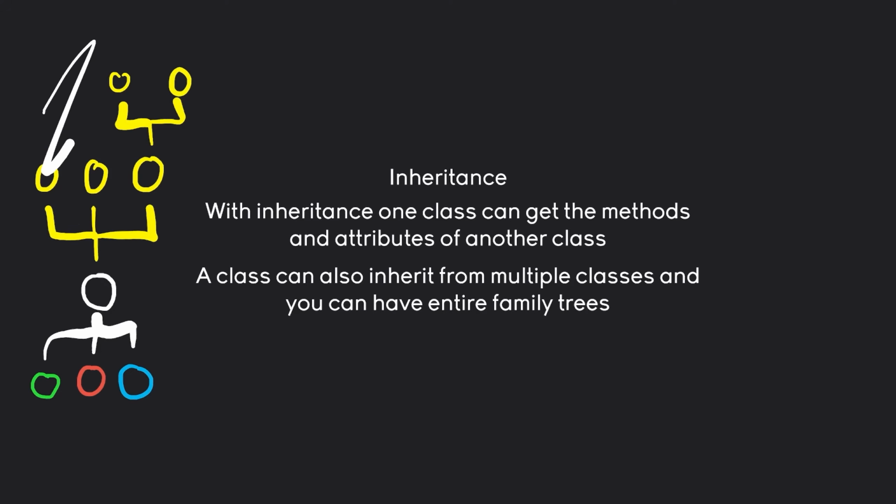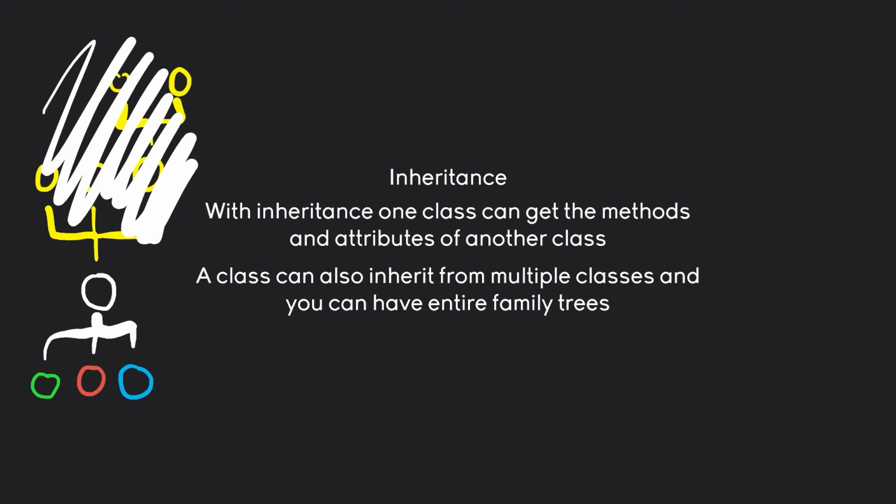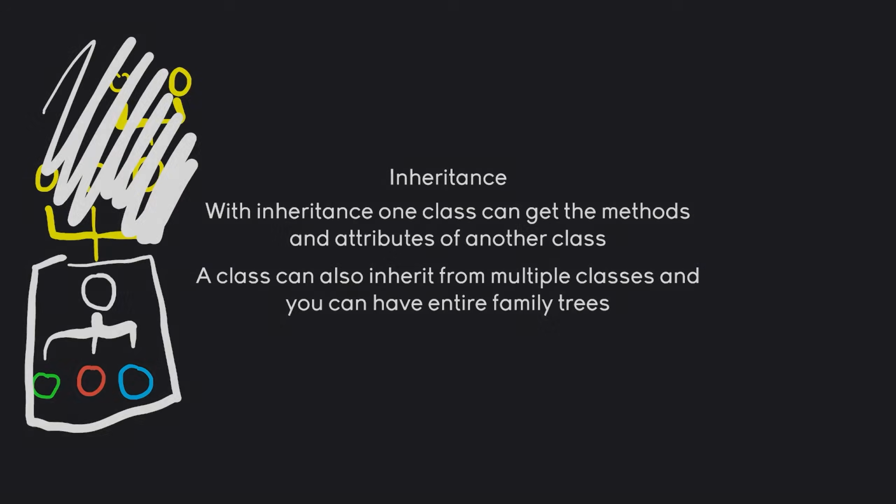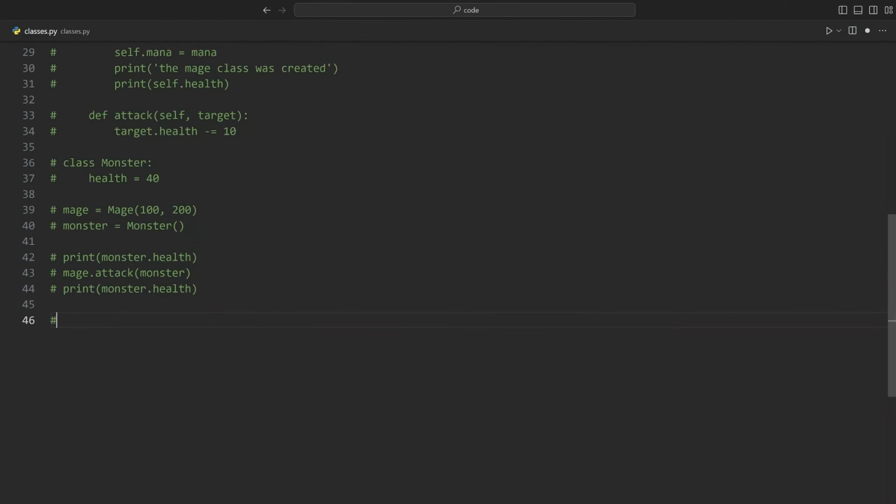As a consequence, I am going to focus on the really basic example, where we only have a single parent. That's much easier to understand. I want to add another comment where we have inheritance. I suppose we can create another class. Let's call this one a warrior.